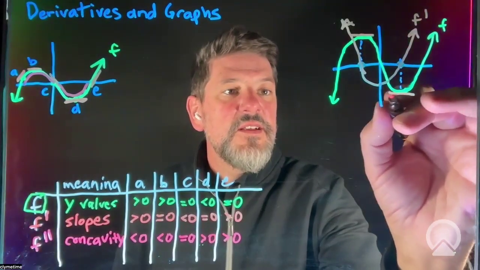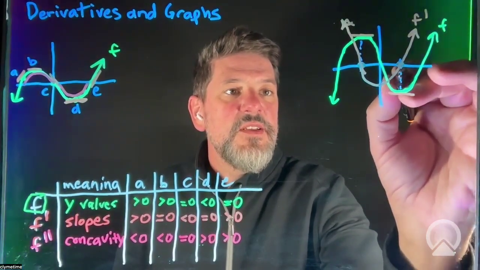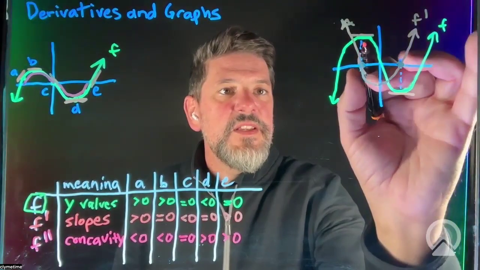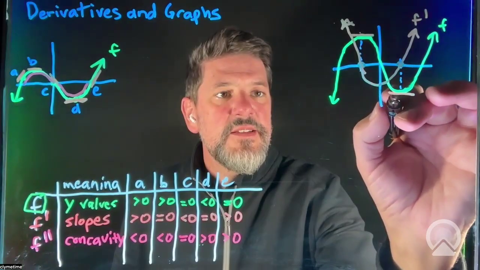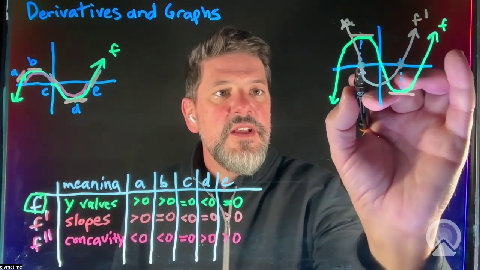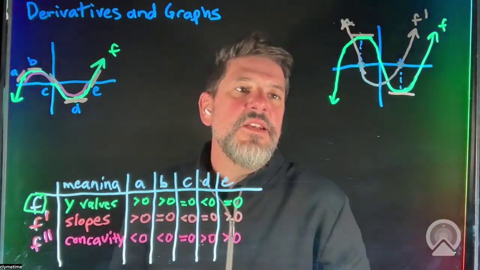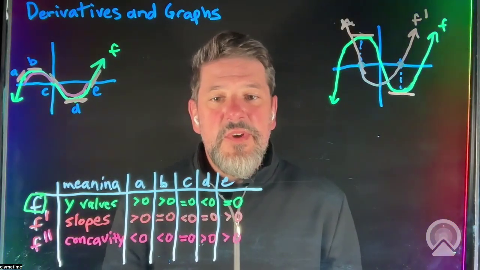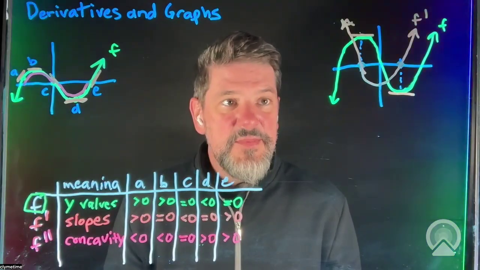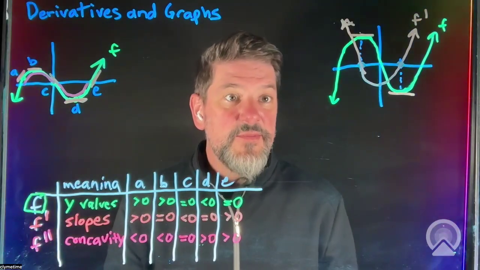Where it has a slope of zero, it has a y value of zero. So between these two zeros, f has negative slopes, so therefore f prime has negative y values. So that's how you get from f to f prime. Now to get to f prime prime, you do basically the same thing, you just do it on f prime.